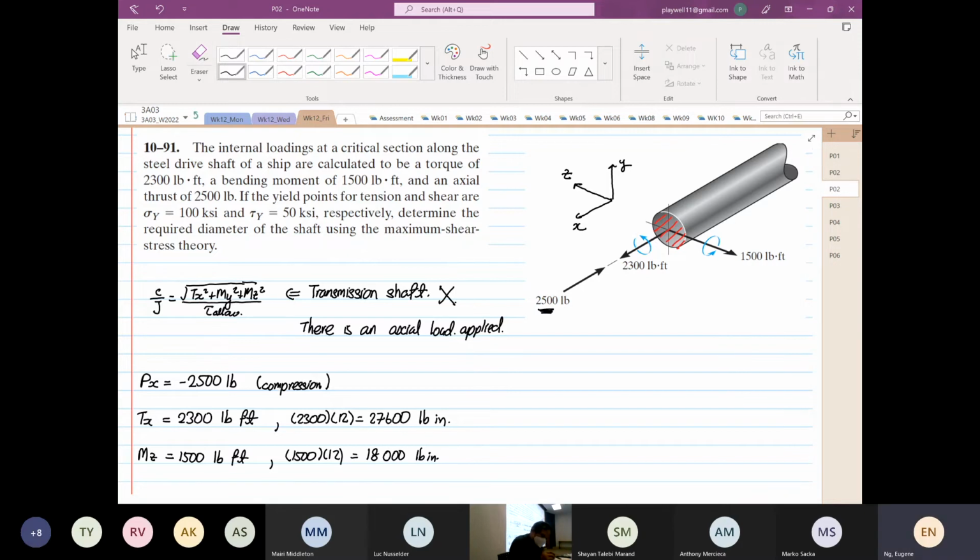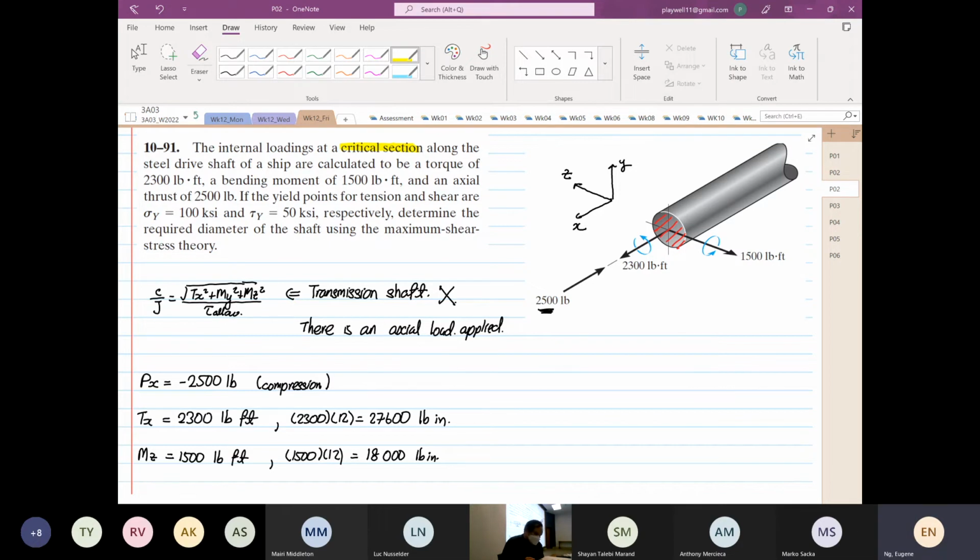If we look at the question, they highlight that this is a critical section. That's where we shade the red, knowing that the failure will occur there. We have a torque of 2,300 pound-feet, which we change to pound inch. A bending moment of 1,500 pound-feet, which we convert to 18,000 pound inch, and an axial load of 2,500 pounds.